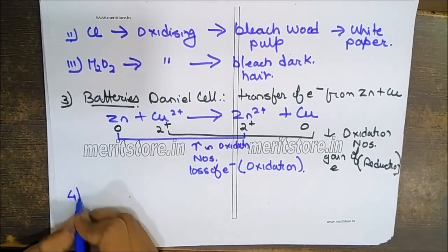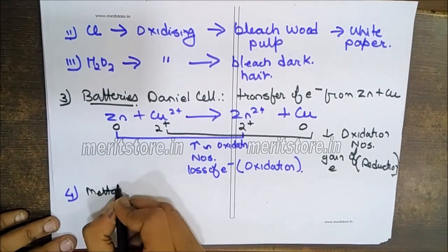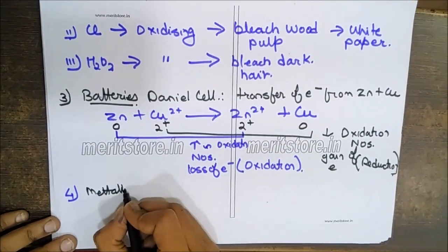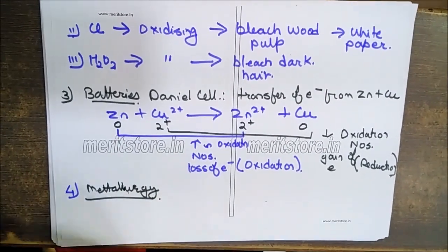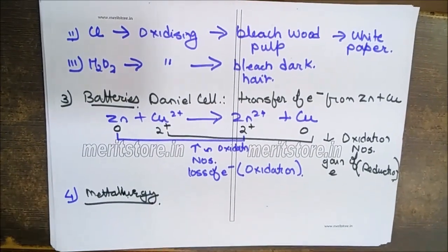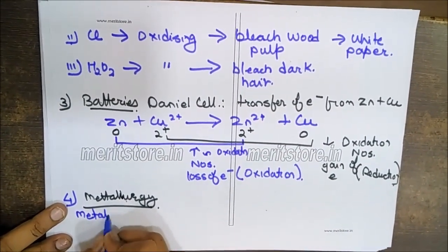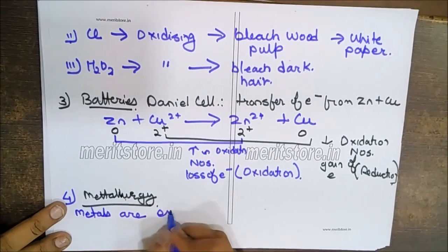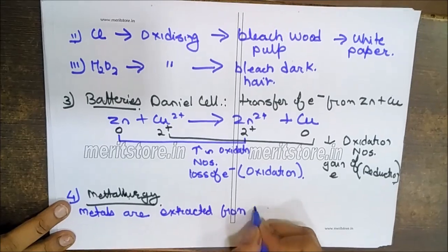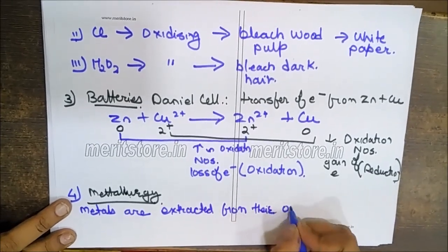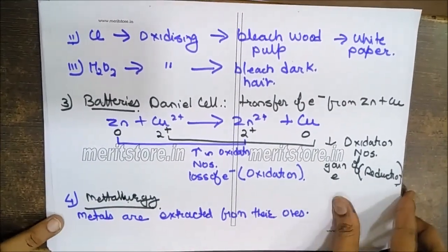Now next application is in metallurgy. What is metallurgy? Metallurgy is the study of extraction of metals from their ores. In metallurgy, metals are extracted from their ores. And then they are purified.